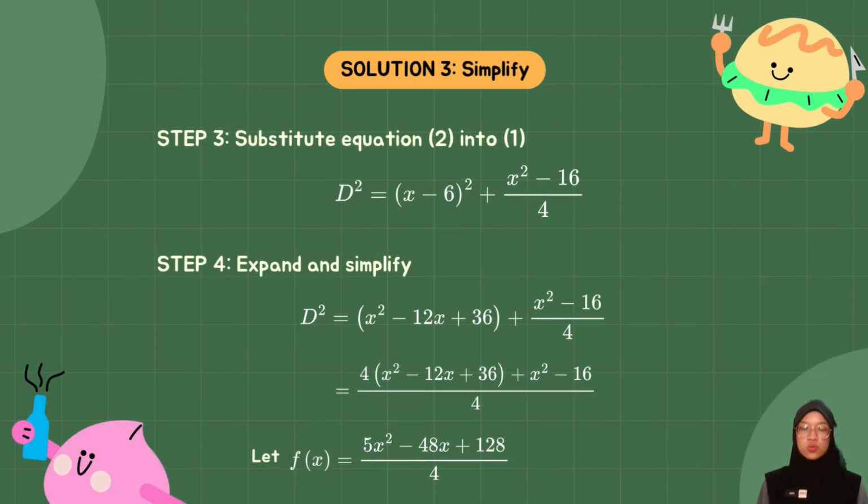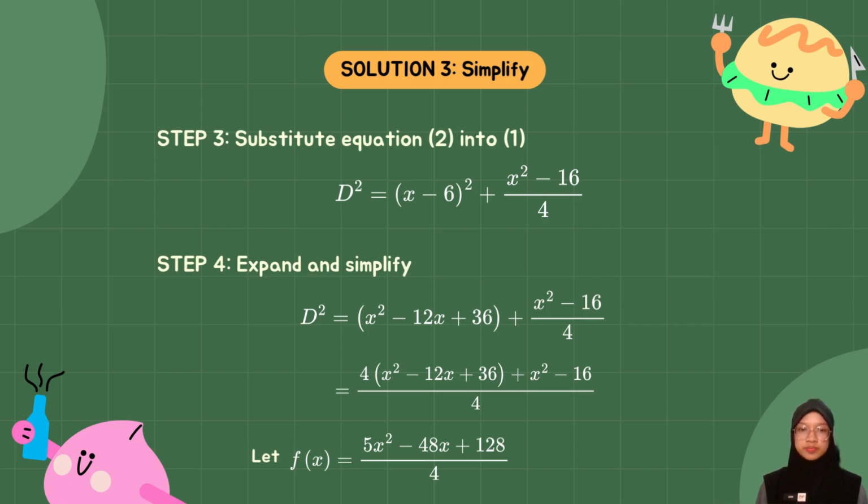So solution 3, which is simplify. Step 3, we substitute equation 2 into equation 1. And there we have d squared equals (x minus 6) squared plus (x squared minus 16) over 4. And then step 4, we expand and simplify them. For (x minus 6) squared, we need to expand it. Then we get x squared minus 12x plus 13.